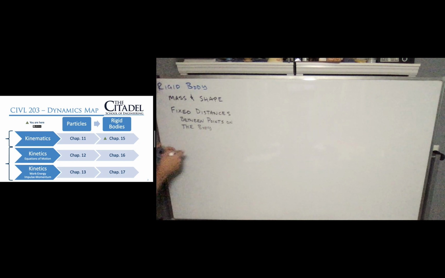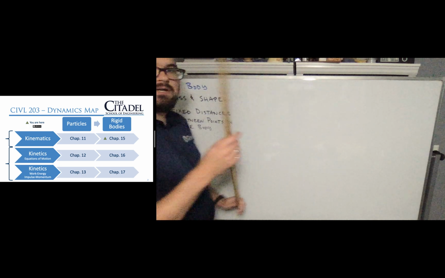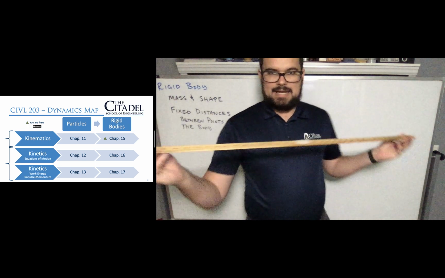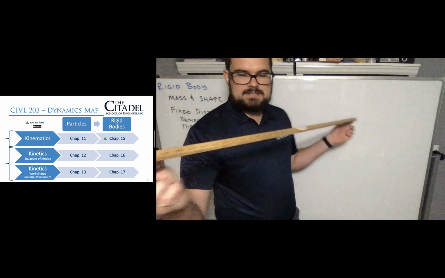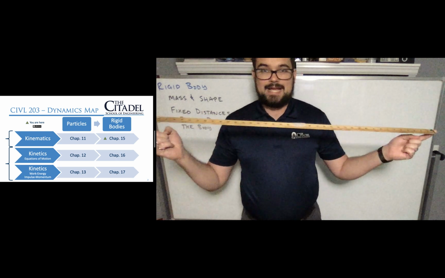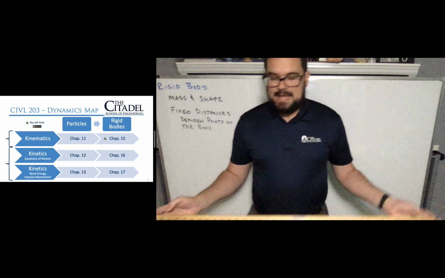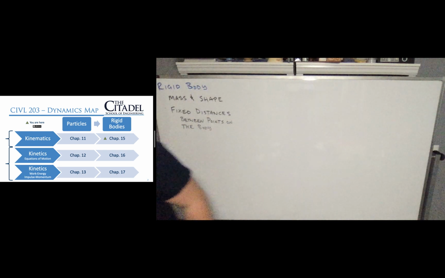So we might say that something like a meter stick is a rigid body. I have a meter stick here. And by rigid, we mean that this end of the meter stick is always 1 meter away from this end of the stick. And it's never going to change as long as we have it acting in a rigid manner. And so that becomes very important for us.